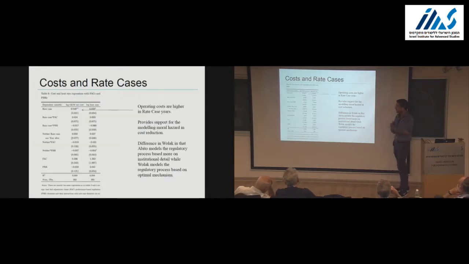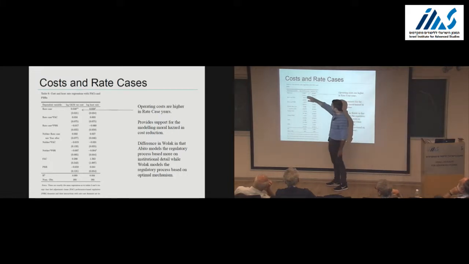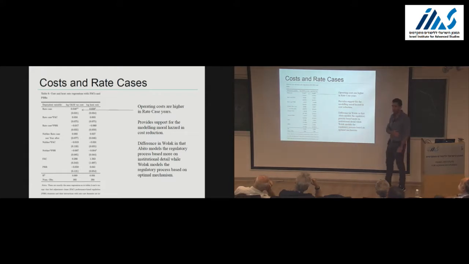Okay, so here's the empirics. What he does, to justify the assumption, is he regresses the log of observed cost on just whether you were in a rate case year. Okay, he finds about 5% higher costs in those years. Okay, so that's the empirical support.